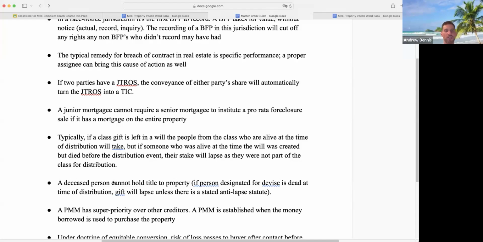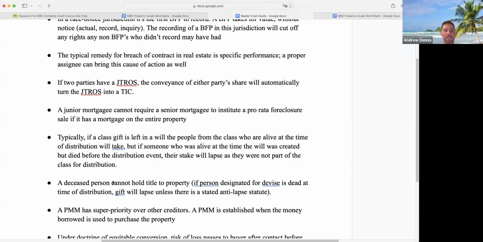A junior mortgagee cannot require a senior mortgagee to institute a pro rata foreclosure sale if it has a mortgage on the entire property, right? Like the junior mortgagee can't say, oh, just sell off a third and pay me the third, no. A foreclosure would be we sell the entire property to pay off the senior mortgagee, and any leftover will go to the junior mortgagee, or they'll have to seek a deficiency judgment.